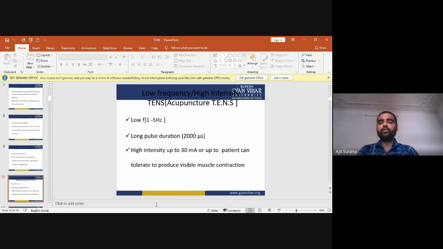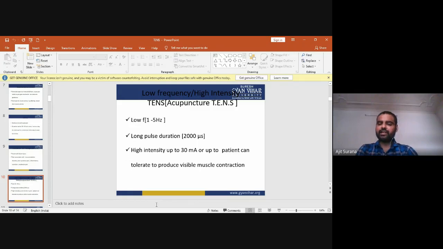Now, the second one is the low frequency or high intensity TENS, or acupuncture type of TENS. The frequency of the low frequency TENS is low, 1 to 5 hertz. They have a long pulse duration, 2000 microseconds.